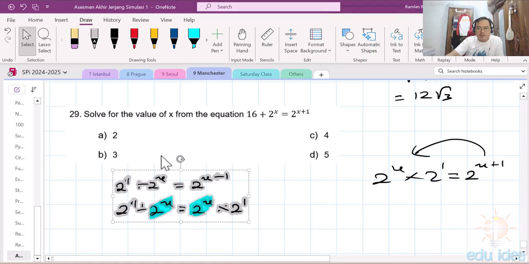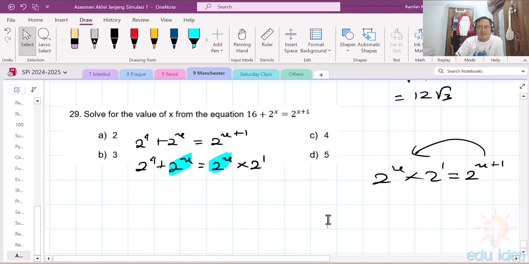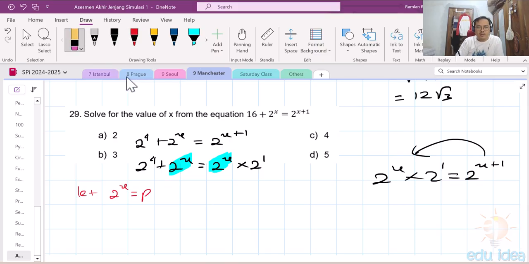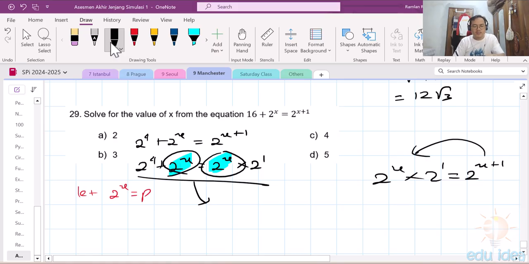Now, let's change this guy into a different variable. Let's use a little bit of manipulation here. Let 2 to the power of x be named p, for example. So you can write this out as 2 to the power of 4 plus p, right? Rewrite everything again, changing 2 to the power of x into p. We get 2 to the power of 4 plus p equals p times 2, right?